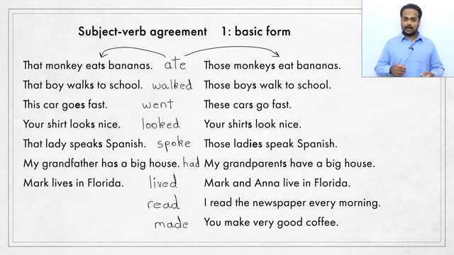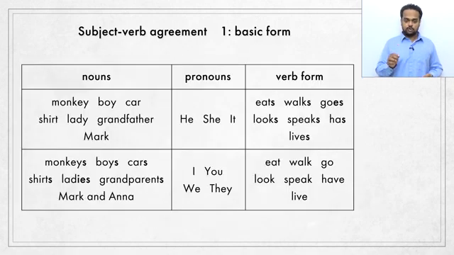Similarly, that boy walked to school, those boys walked to school. In the other sentences, we would say went, looked, spoke, had, lived, and made. So remember that the basic subject-verb agreement rule only applies in the present tense. The rule is, for a singular subject, you add s to the verb, and for a plural subject, you just use the verb in its base form without s.